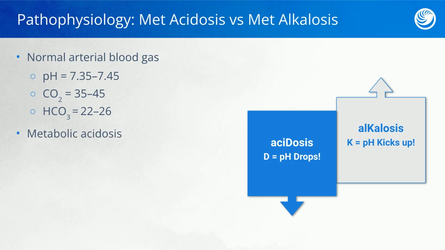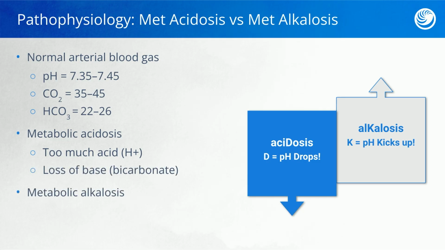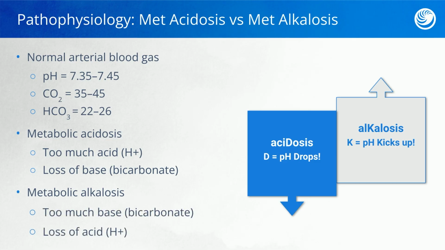Whenever we're talking about metabolic acid-base imbalances, we're always talking about the kidneys. And so with metabolic acidosis, we're talking about the kidneys being too acidic, so we're thinking closer to that 22 range. This is because you have too much acid on board, such as hydrogen, or a loss of base, which is your bicarbonate. Metabolic alkalosis is going to be when your bicarb is closer to 26, or that alkalosis side. This is from too much base, bicarbonate, or you're losing too much acid.